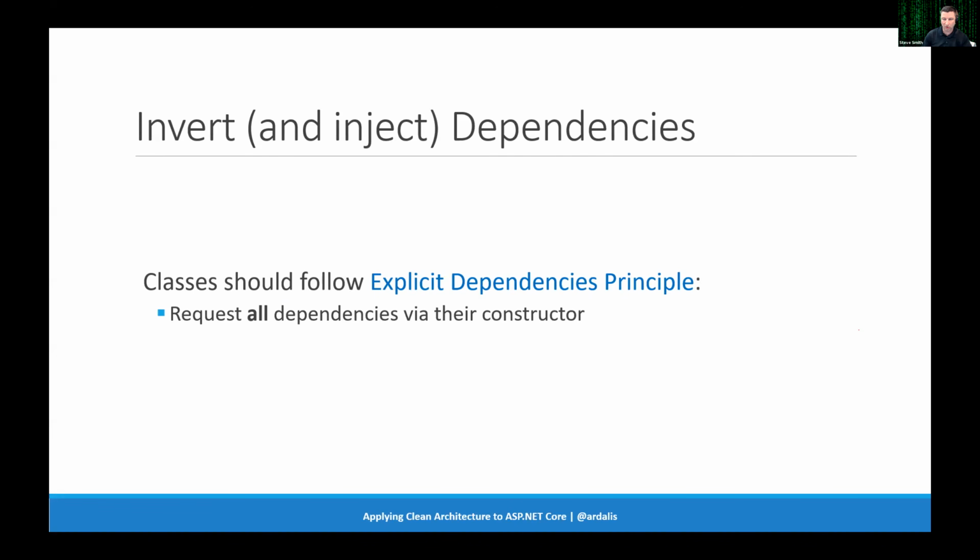They should request all of those dependencies through their constructor. And what this does is it makes your classes very honest about what they need to do their job. There's a corollary to this, which is if you're not being honest about what you need, your classes are sort of being deceptive. They're saying, okay, you could just new me up and I don't need anything. But then at runtime, it might blow up for this or that reason.